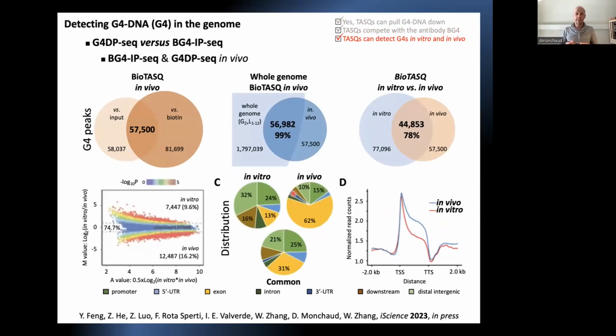And the last thing that we did is that we played with the in vitro and in vivo conditions and compared them directly. And surprisingly, or satisfyingly, more than 80% of the G4 sequences that we isolated in vitro and in vivo are common, meaning that this tool can be used in an interchangeable manner in vitro and in vivo. And again, I think it was interesting because it was the first direct comparison of immunodetection versus chemodetection, or immunoprecipitation versus chemoprecipitation.